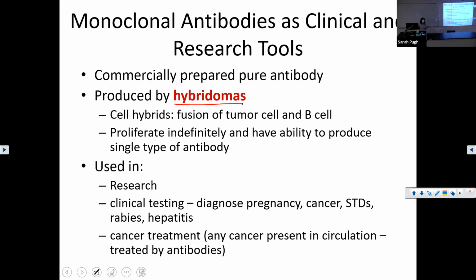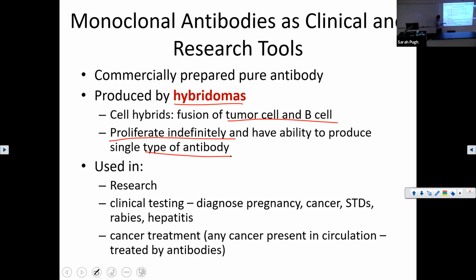I want you to think about tumor cells, think of cancer cells. Cancer cells have uncontrolled cell division. They go through mitosis uncontrollably. They fuse a cell that replicates uncontrollably and a B cell. And they put the 2 together. Now you have a B cell that's going to replicate uncontrollably and proliferate indefinitely and have the ability to produce a single type of antibody. This is how we get monoclonal antibodies in a lab.